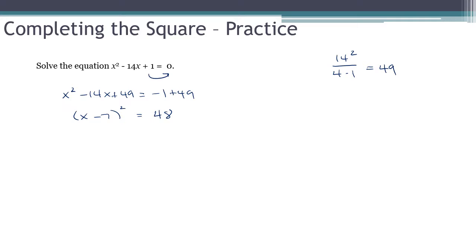Now we can take the square root: x minus 7 equals plus or minus the square root of 48. And I can simplify this a little. 48 is 16 times 3. So x minus 7 equals plus or minus 4 times the square root of 3. And add 7 to both sides and we're done. x is 7 plus or minus 4 times the square root of 3, and that's it. All right, there's our answer. This method is working.